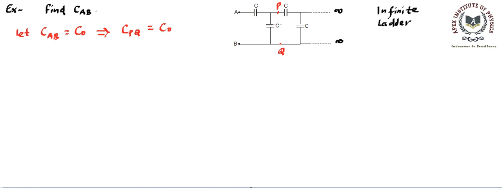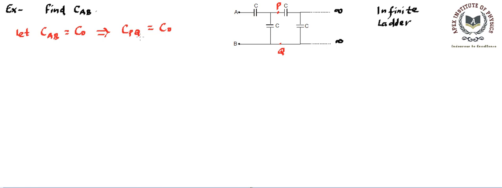The only difference is that across AB points there's going to be an infinite number of this kind of connections, whereas across P and Q there will be infinite minus 1 connections. We know if we subtract 1 out of infinity, it remains infinity. So the network across P and Q will be the same as that across AB. Hence, the equivalent capacitance across P and Q will be the same as that across AB, which is also C naught.